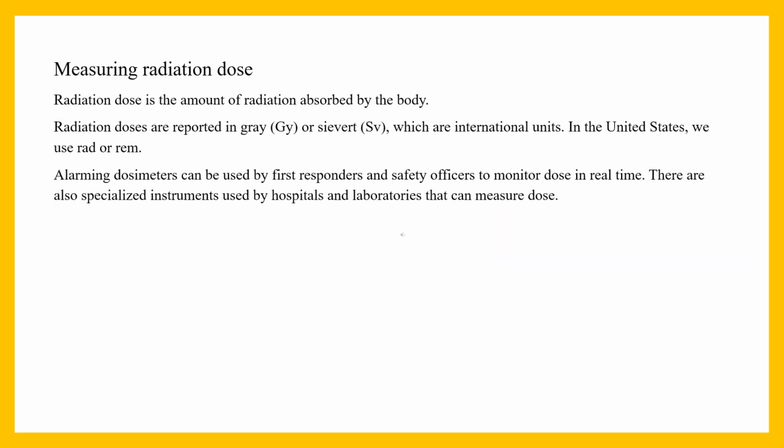Measuring radiation dose. Radiation dose is the amount of radiation absorbed by the body. Radiation doses are reported in Gray or Sievert, which are international units. In the United States, we use Rad or Rem. Alarming dosimeters can be used by first responders and safety officers to monitor dose in real time. There are also specialized instruments used by hospitals and laboratories that can measure dose.